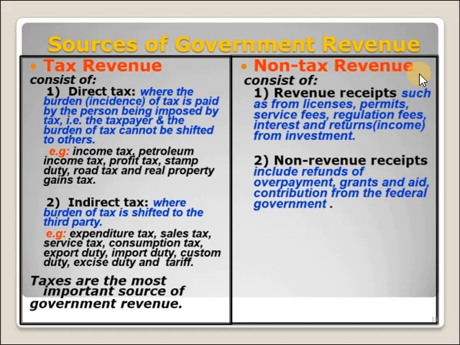For example, the revenue receipts such as licenses, so they pay to the government to get a license, permit, service fee, regulation fee, interest and returns from investment, which is dividend. Okay, if government invest somewhere, so they get the income from investment. And then non-revenue receipt, for example, refunds of overpayment. Okay, and then if government receive grants, aids from other country or from International Monetary Fund, IMF, and then contribution from the federal government. This is for the state government, so they get revenue from the federal government.